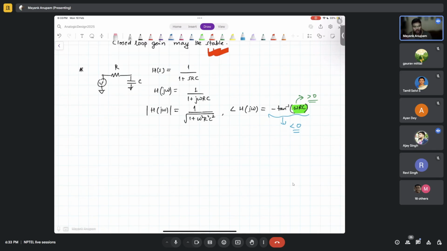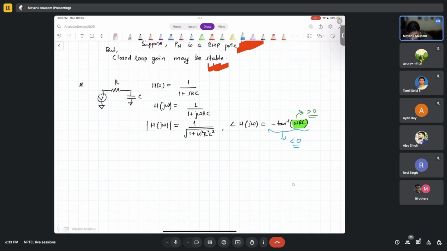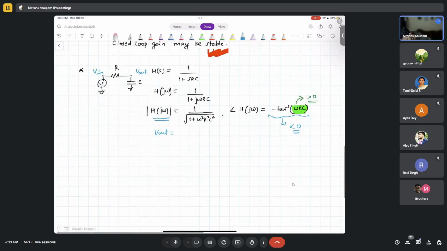So, this is a response, right? In this response, V in to V out, V out will be H of j omega times V in, where V out is at some omega. Whatever sinusoid we apply at the input, V in, will be multiplied by this H of j omega and come out as V out.